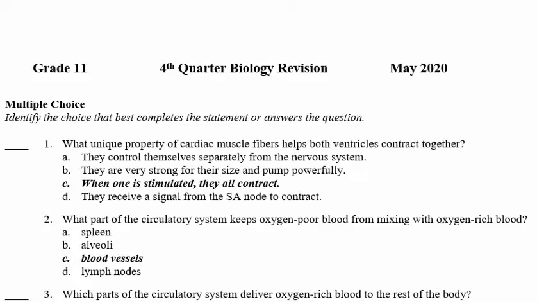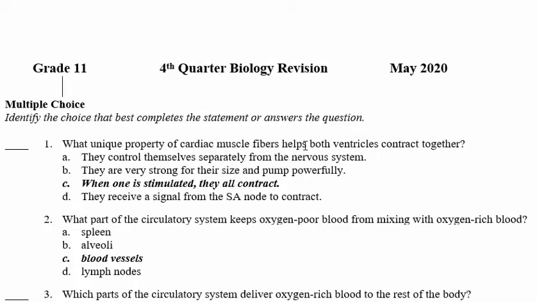So the first question, what unique property of cardiac muscle fibers helps both ventricles contract together? When one is stimulated, they all contract. The cardiac muscle fibers are connected in a certain way that when one muscle fiber is stimulated, they all contract together.